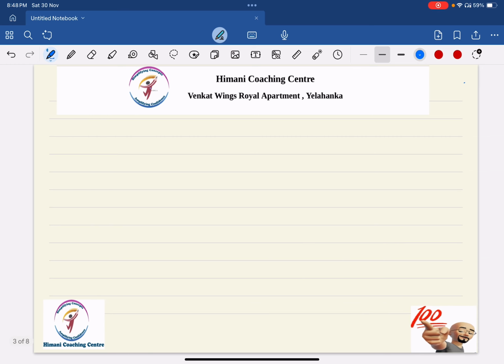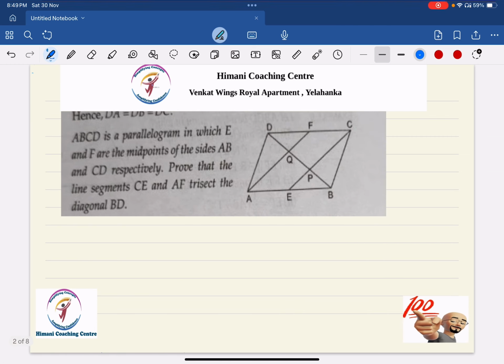Let us look at the first question. ABCD is a parallelogram in which E and F are midpoints of sides AB and CD respectively. Prove that the line segments CE and AF trisect the diagonal BD. This question could also be asked in this way: prove that DQ equals QP equals PB equals 1 by 3 of DB.